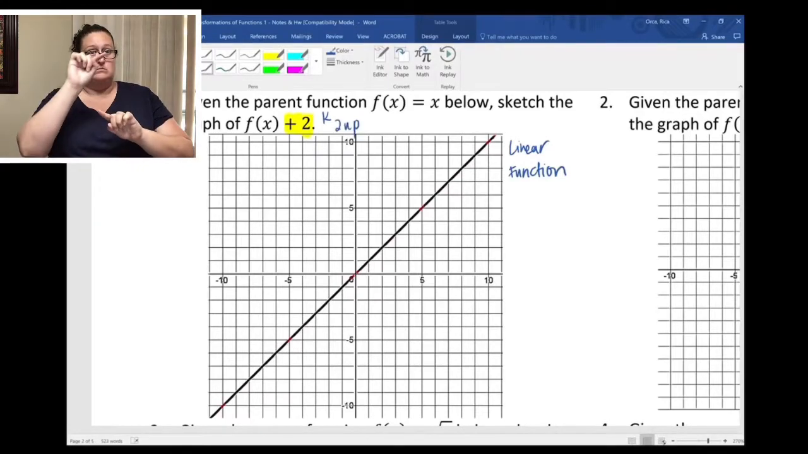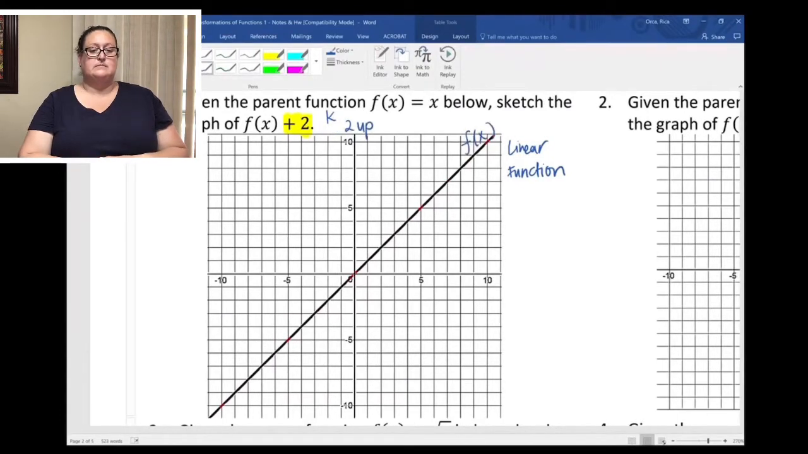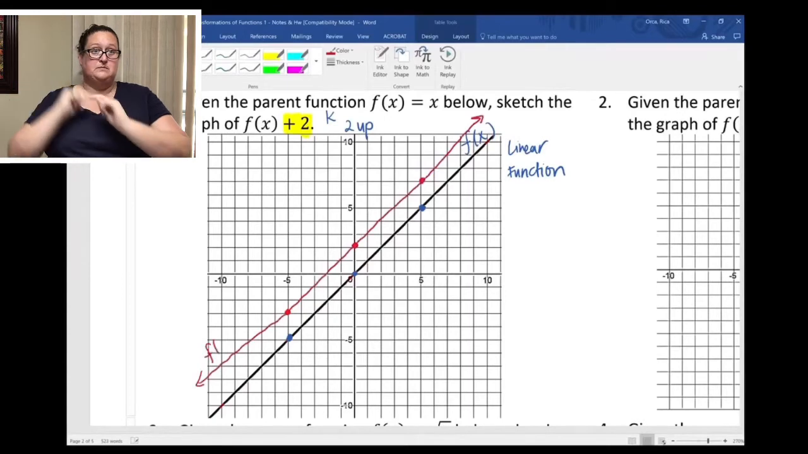So let's go ahead and pick 3 points from f of x. You can pick any 3 points you want on the line. I'll go with 0, 0, 5, 5, and negative 5, negative 5. So let's go ahead and move those points 2 units up. Let's start off with negative 5, comma, negative 5. 1, 2. 2 units up. Now draw a line. Let's label our new line f of x plus 2. And I'll go ahead and highlight it as well. Let's move on to problem number 2.